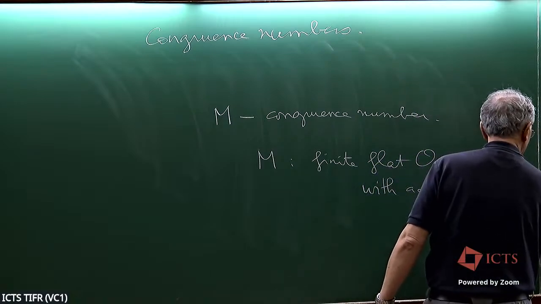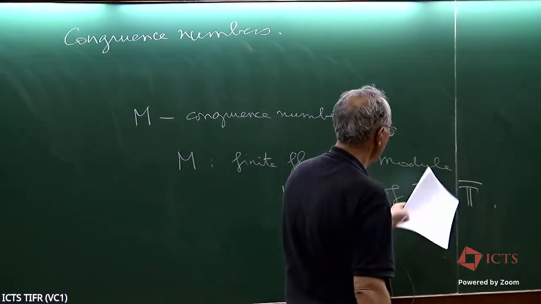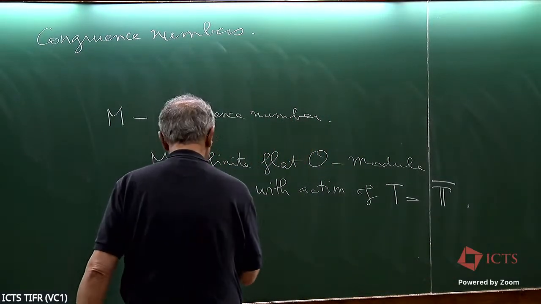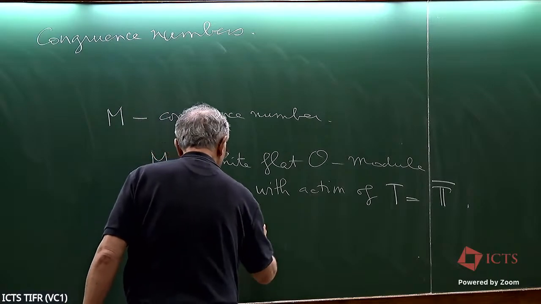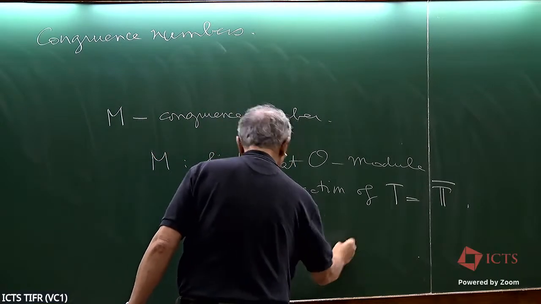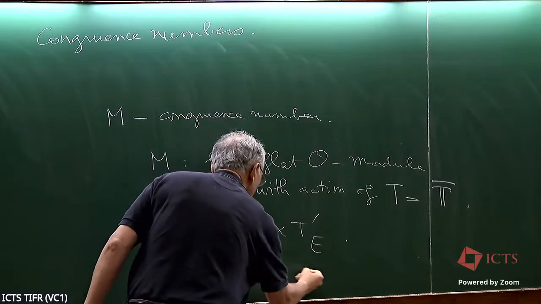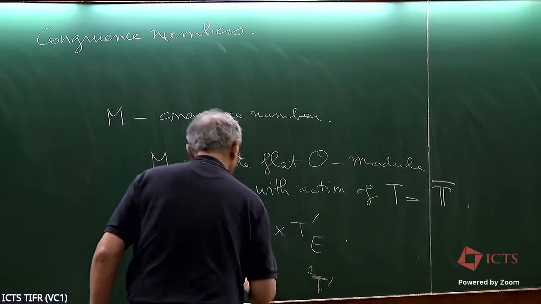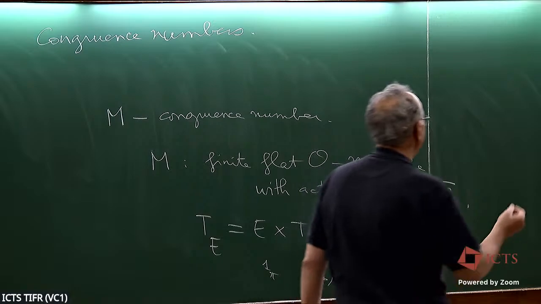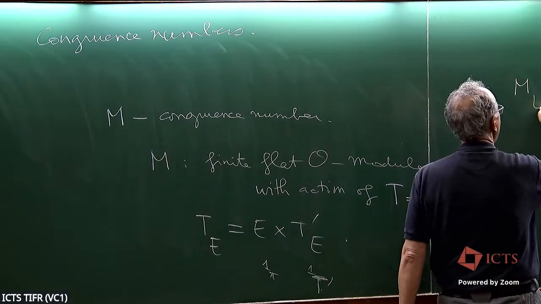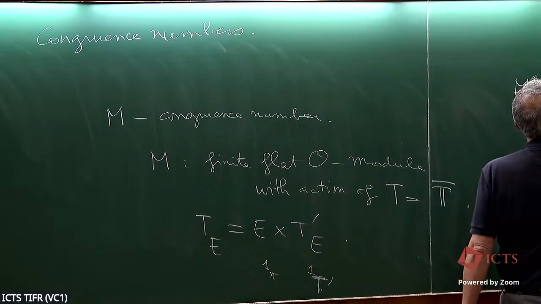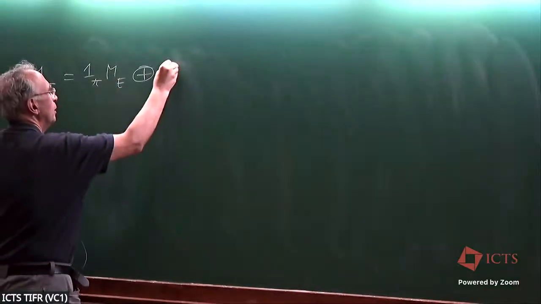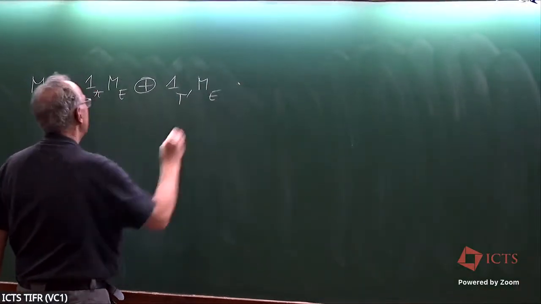So, it will be T, the Hecke algebra modulo torsion, but let's write T. And so we have this decomposition T⊗E equal E times T prime E. We have the idempotents, 1 pi and 1 T prime. And we have the module M. We tensor the module by E. Then we have the decomposition 1 pi ME plus 1 T prime ME.